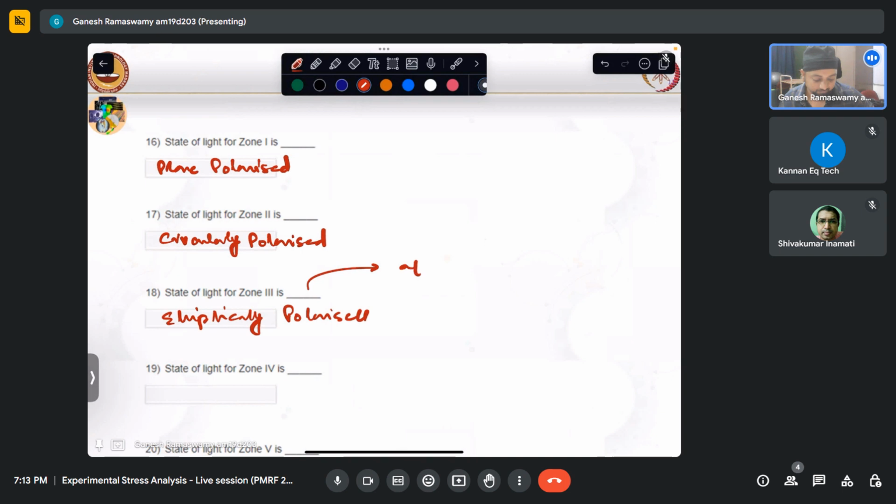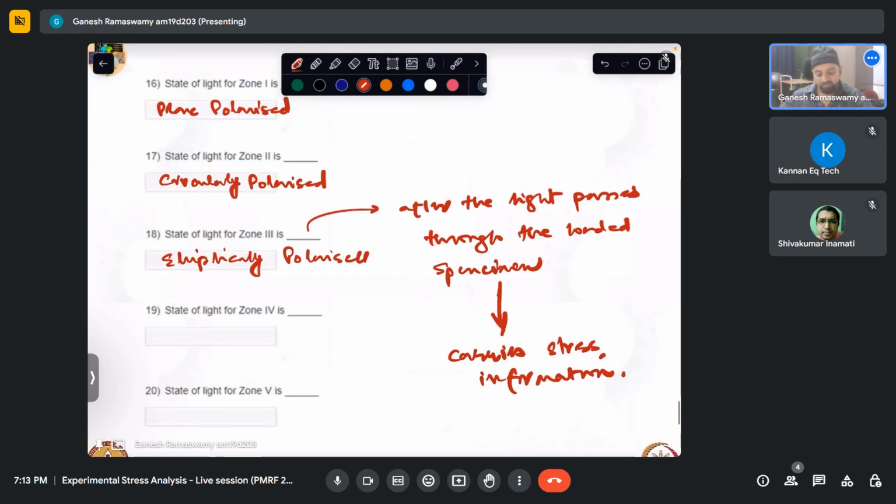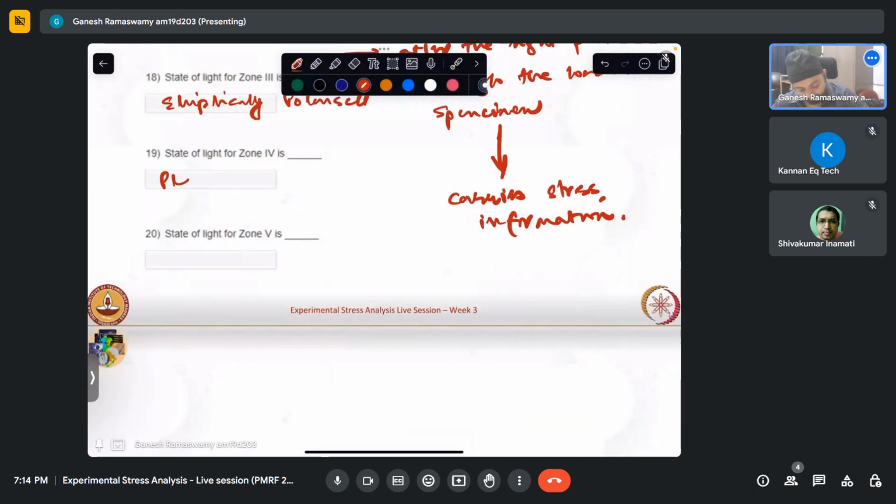This is after the light passes through the loaded specimen. So this ellipse carries stress information, and I want to extract that stress information out. So I deduct whatever I did before, I have to nullify that effect so that I'm left with only the stress information, which is my objective of study. So zone 4 again is plane polarized. And when I view a plane polarized light through another polarizer, it will again be plane polarized with its intensity depending on how I have oriented that polarizer.